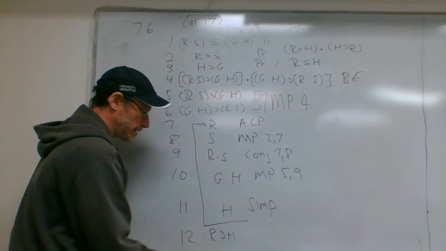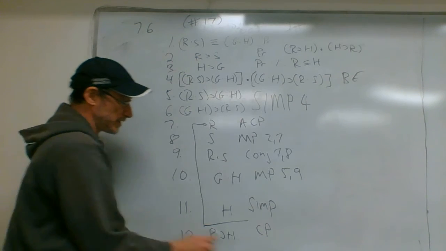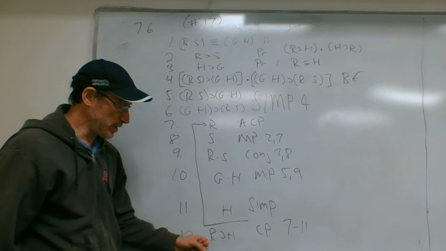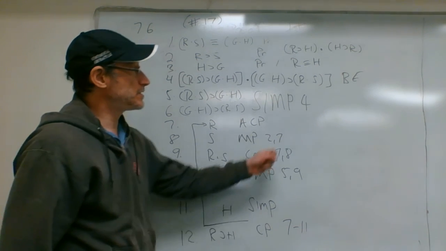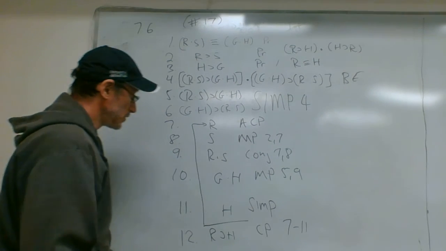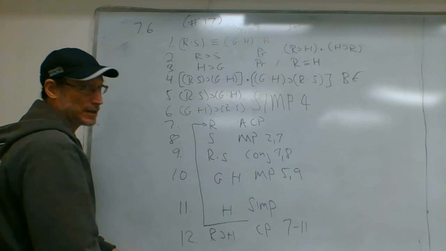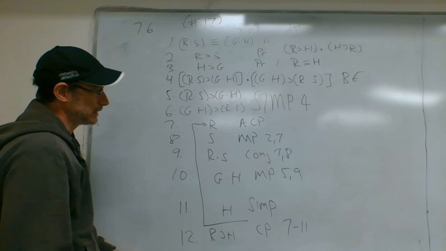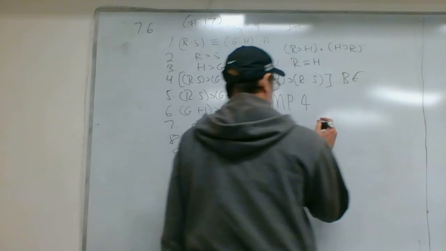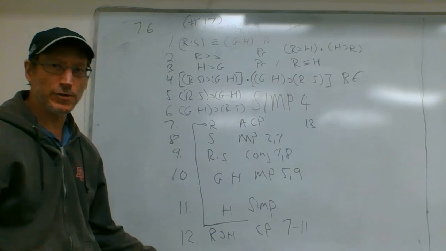And now this would be 12, this would be CP on 7 through 11. But I'm only halfway there because I now have R horseshoe H. I still need to get H horseshoe R and then combine them. So I'm going to erase this, even though technically speaking, I should be continuing. Maybe I'll try to continue over here. This would be step 13. Okay, so imagine that 13 is just continuing below here.